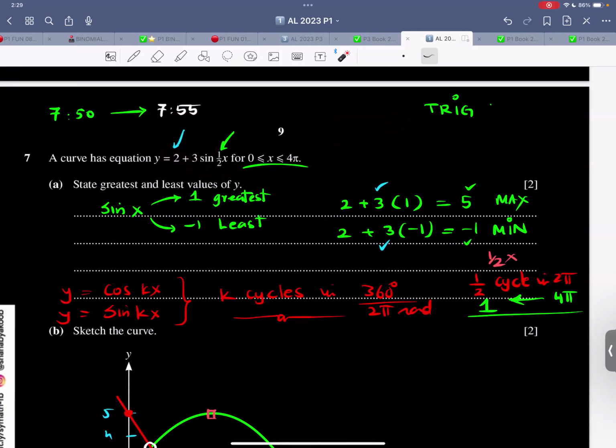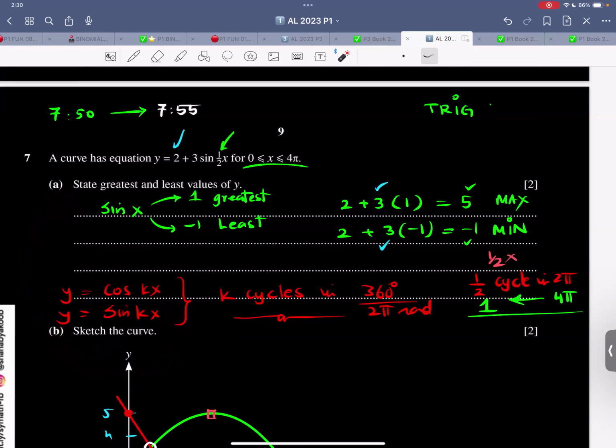First of all, we know that the maximum value of sine is 1. The minimum value is negative 1. They are asking for greatest and least. So 3 into 1 is 3, 3 plus 2 is 5. That's the maximum. 3 into minus 1 is negative 3, negative 3 plus 2 is negative 1. That's the minimum. Or some people can sketch the curve and then, based upon the curve, they can write this.